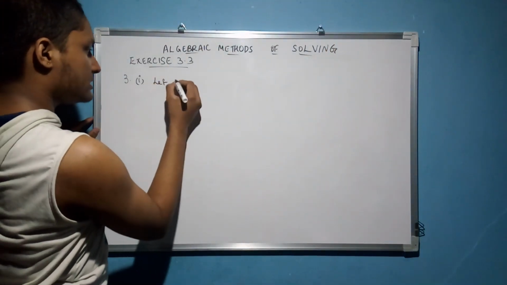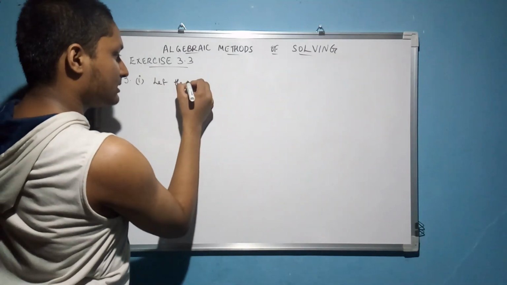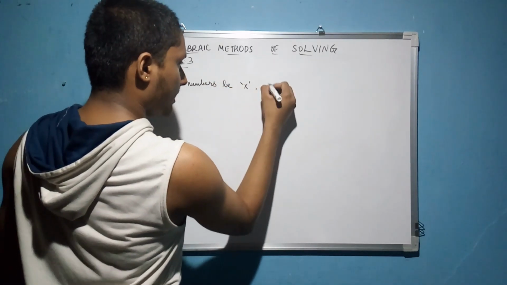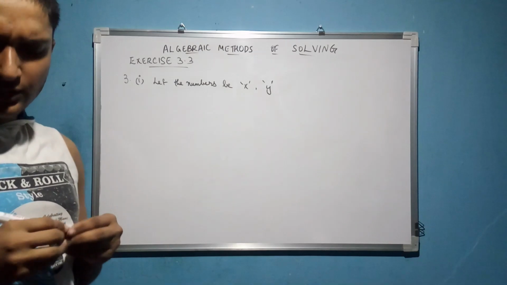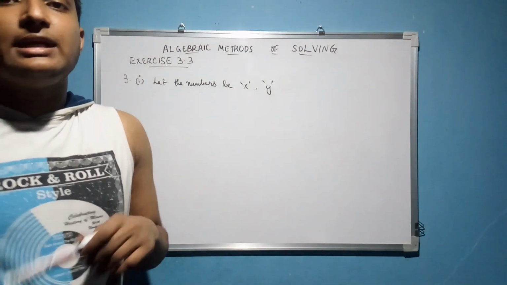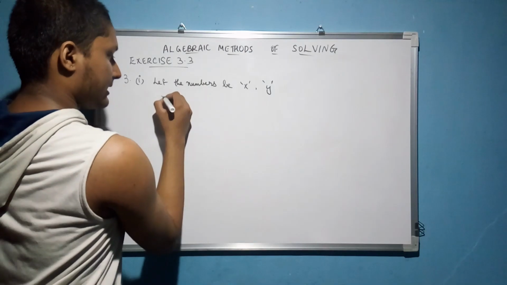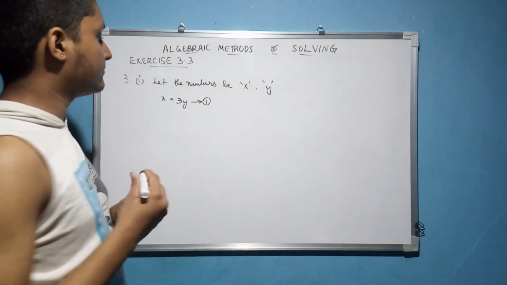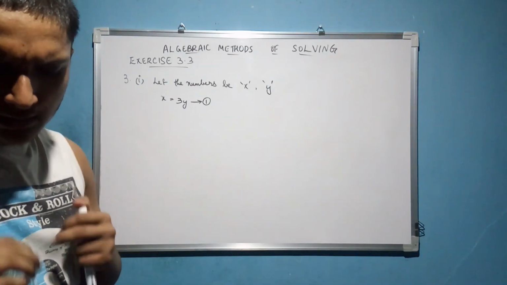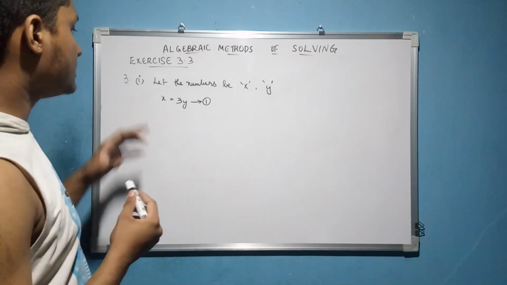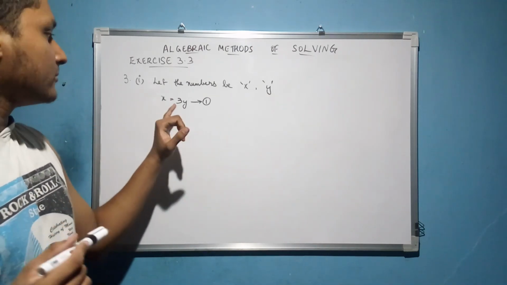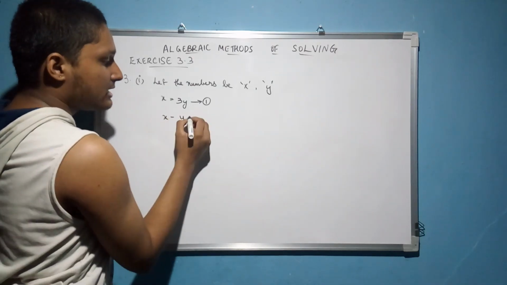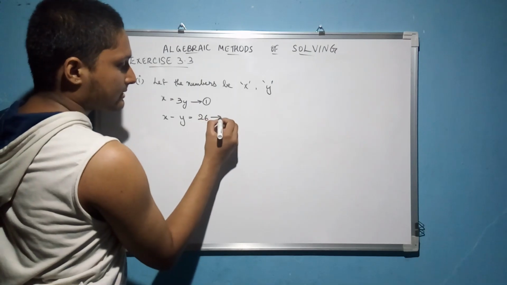For that first you need to take, let the numbers be x and y. The first condition is that one number is 3 times the other. Let me take x to be equal to 3y. Let me mark this as first equation. The second equation will be based on the difference. Since x is 3 times y, x will be greater. So difference comes to be x minus y, that is going to be equal to 26.